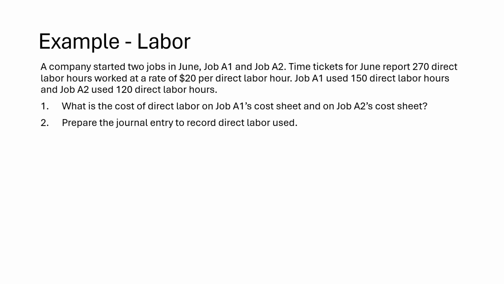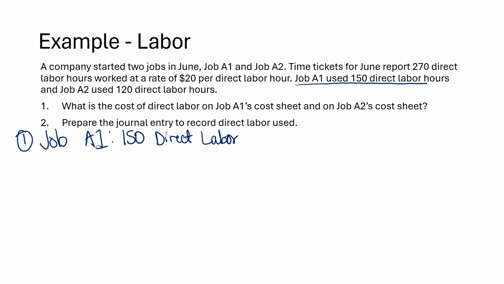So we're going to be calculating the direct labor costs for both job A1 and then job A2. So we'll start with job A1. For job A1, it says there were 150 direct labor hours used. And that is at a rate of $20 per direct labor hour. And that comes to $3,000.